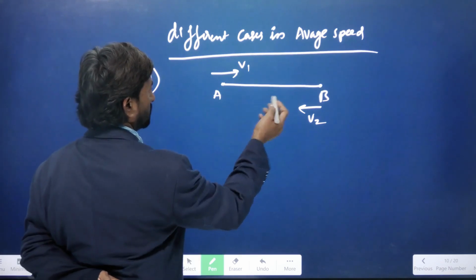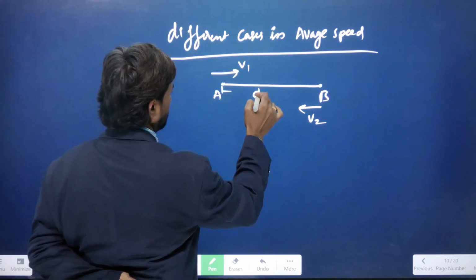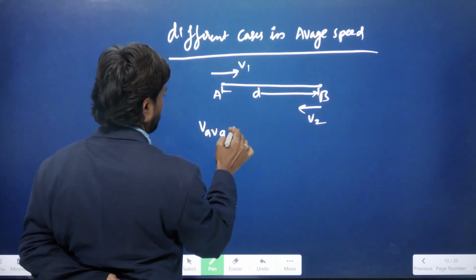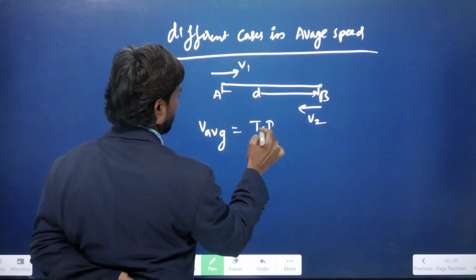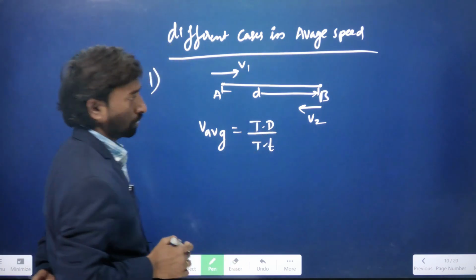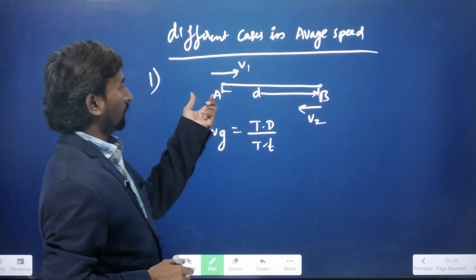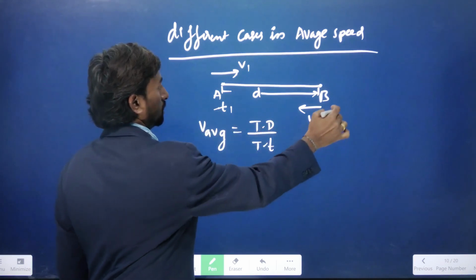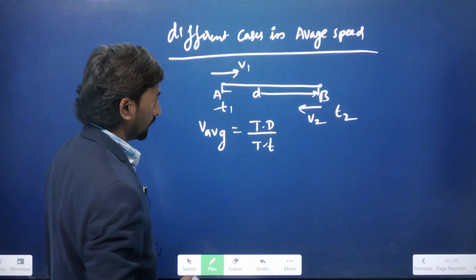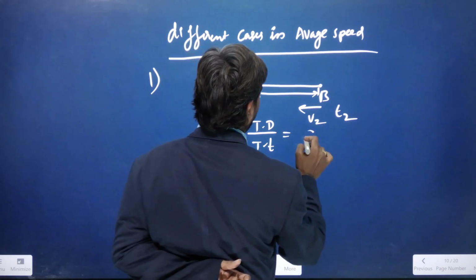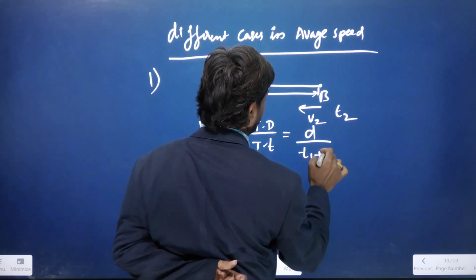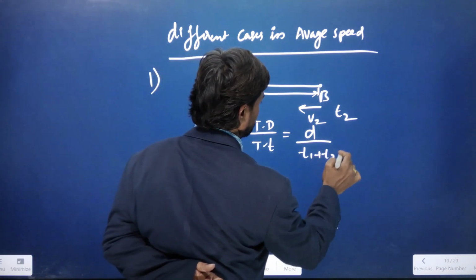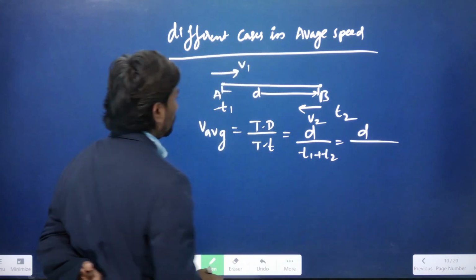Okay. So A to B is a particular distance, total distance, let us consider that to be D. Then what can we write for the average speed formula? We have said average speed is total distance by total time. To travel A to B it takes time T1, and to return from B to A it takes time T2. Then total distance by total time means D divided by T1 plus T2.